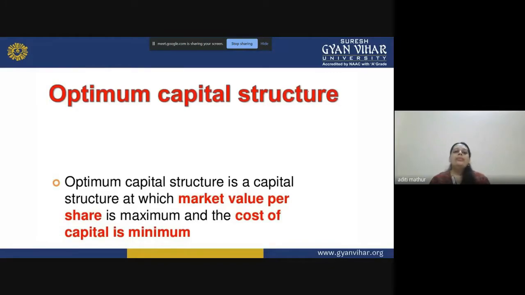So now, what is an optimal, or a sound, capital structure? The optimum capital structure is the capital structure at which your market value per share is maximum and cost of capital is minimum, right? So what I'm trying to say is that it is that ratio or that combination of debt to equity in which your MPS, market value per share, is maximum and cost of capital is minimum, right? So it is very important for you to select that plan or that capital structure which gives you both these points. What is that? That is your minimum cost of capital and your maximum market price.